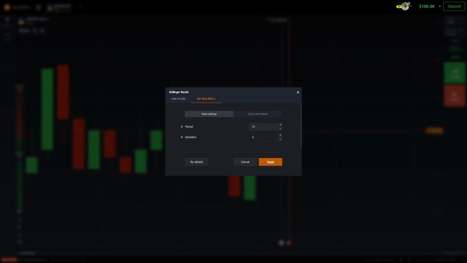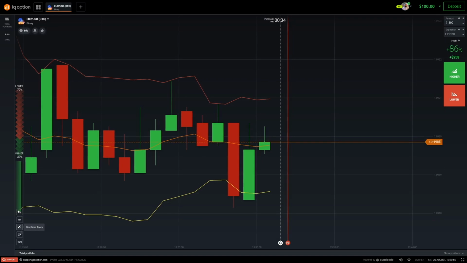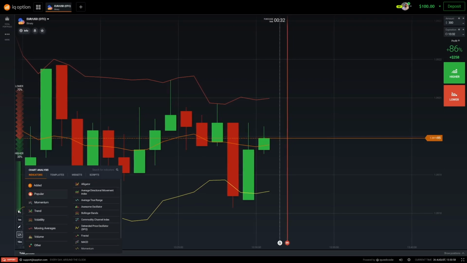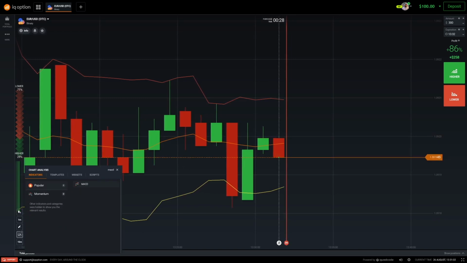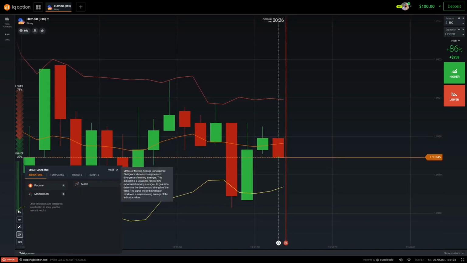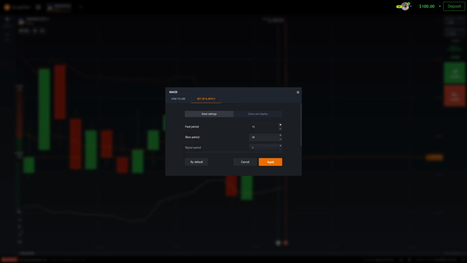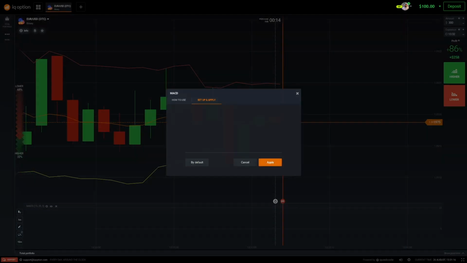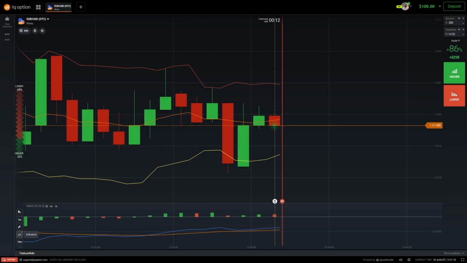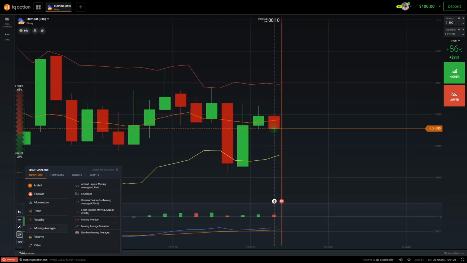As usual, I use the period of 10. And the second indicator, I have 4 indicators that I like. Let's choose this one, MACD. That's what I stick to. MACD, the moving average. The fast period should be 15, and the slow period should be 20. All right, let's click apply.